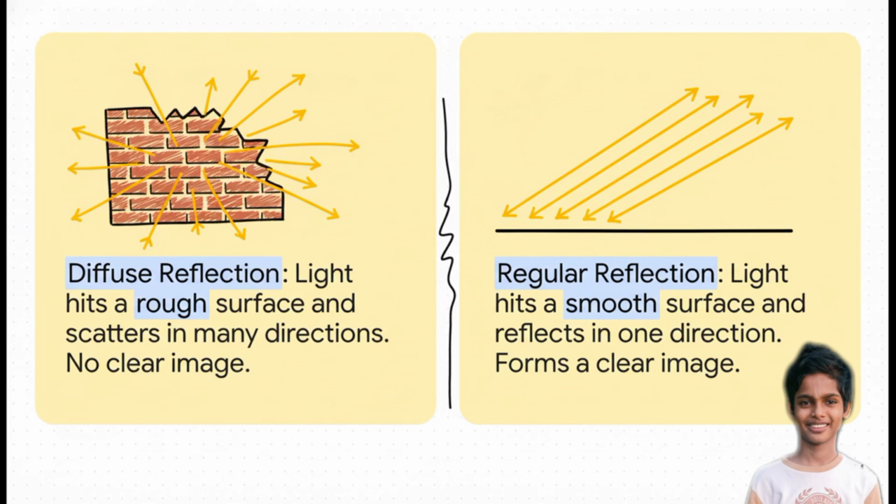When light hits a rough surface, like a piece of paper, it scatters and bounces off in a million different directions. That's called diffuse reflection. But when light hits a really smooth surface, like a calm lake or a mirror, it bounces off in one single, neat direction. And that is called regular reflection. It's that regular reflection that lets us see a clear image.